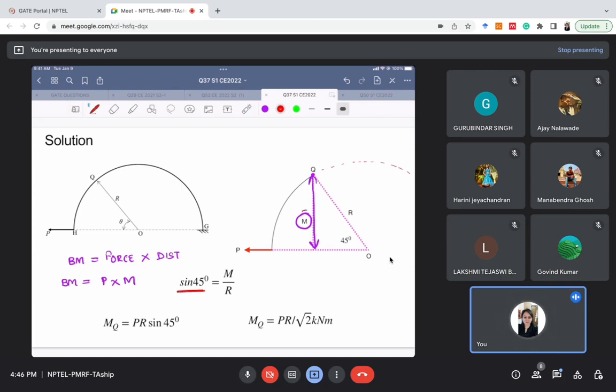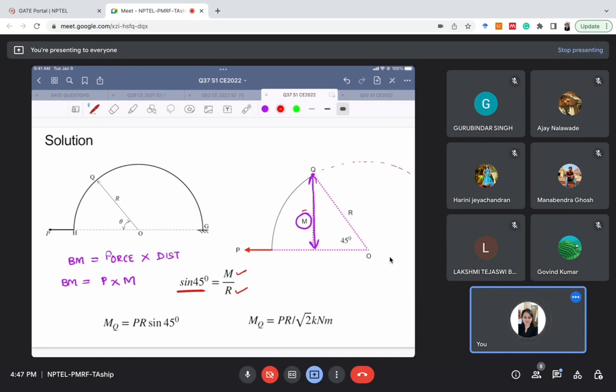So we can find sine 45 degree. Sine 45 degree will be perpendicular divided by hypotenuse, right? So value of hypotenuse is given, that is the radius of that bar. So it is M by R. What is the value of M now?